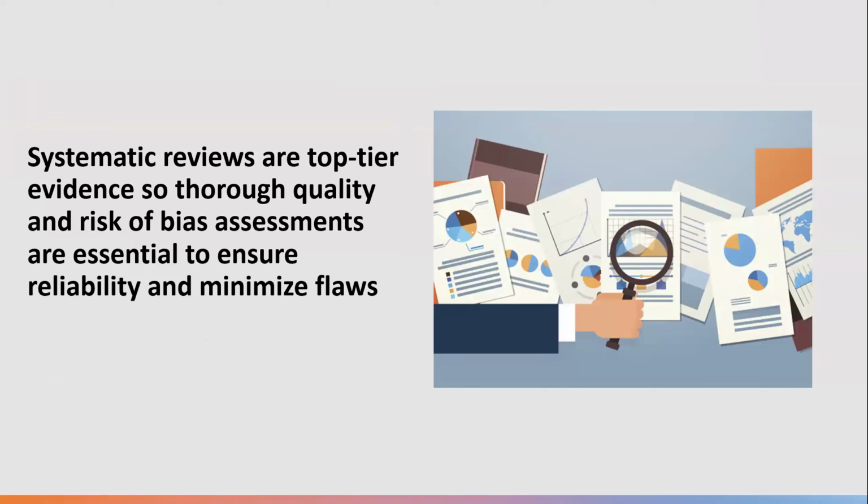Since systematic reviews are top tier evidence, thorough quality and risk of bias assessment are essential to ensure reliability and minimize flaws. When any physician or any policymaker wants to take the evidence which can be used for their patient, or if they want to make any changes in their policy, they will go through the systematic reviews instead of referring to a single RCT or a single study design. So a systematic review has to be in such a way that the quality of studies you include has to be good.